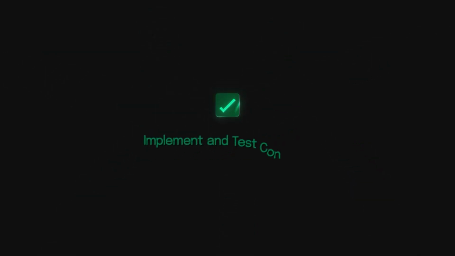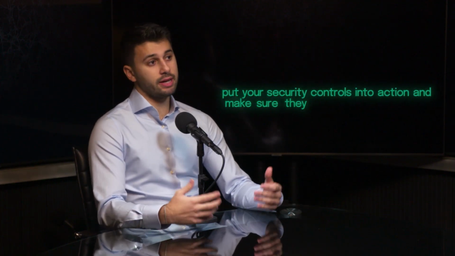Once your gaps are addressed, you're ready to move on to the next step, implementing and testing your security controls. By this point, you've identified and fixed your compliance gaps. Now it's time to put your security controls into action and make sure they actually work. This step is critical because even if you have the right policies on paper, auditors need to see that they're enforced in practice. SOC 2 compliance requires a mix of security controls across 3 different areas.